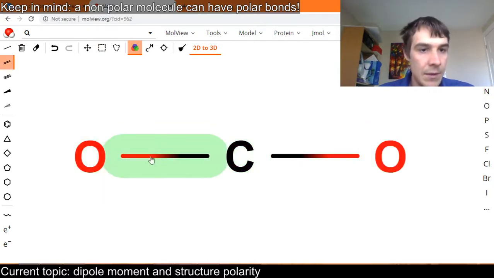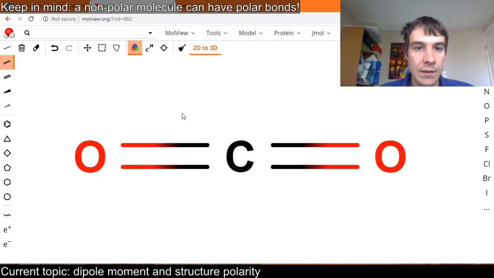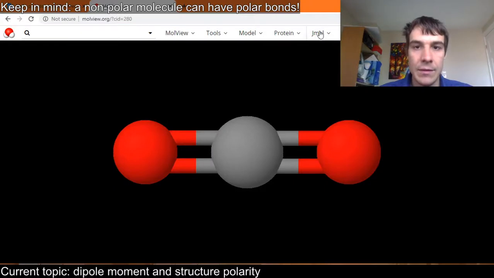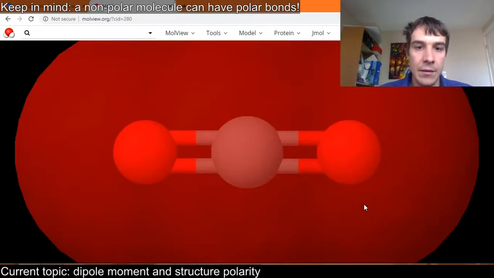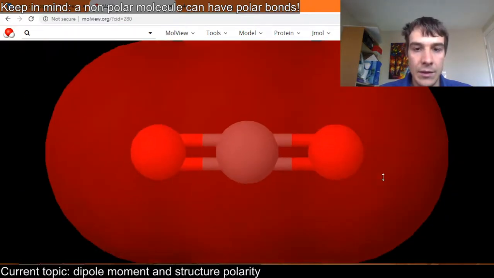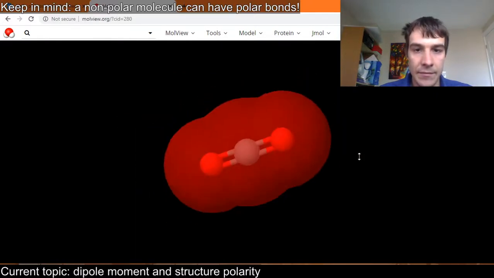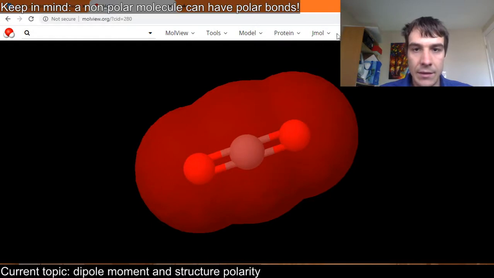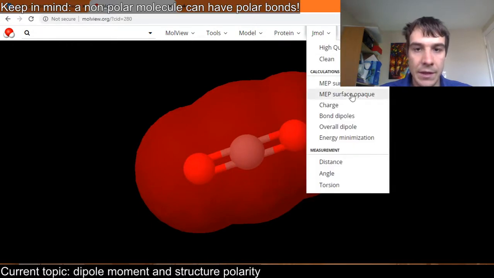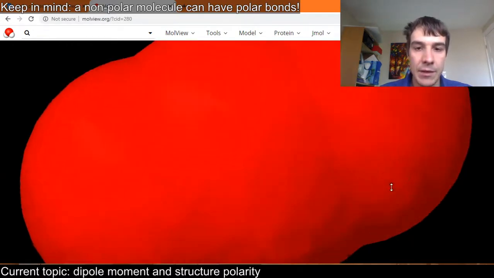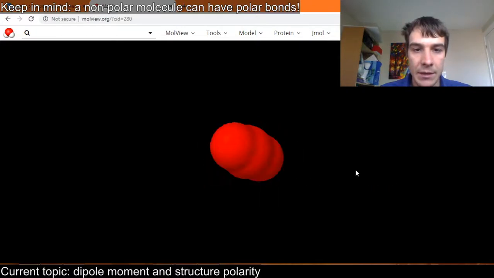And I want a double bond. There we go. There's CO2. Go to 3D. There's CO2. We can look at our electron cloud. And our electron cloud is just red. Right? There's no preferred place. From the outside, any other molecule will just see this kind of lumpy potato-looking thing when it looks at CO2.